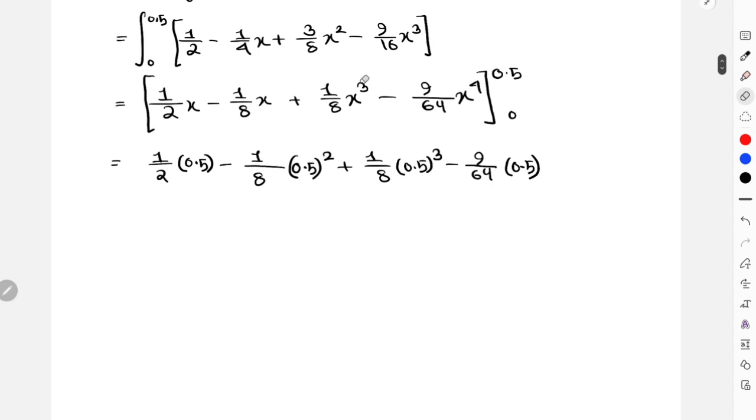Wait, made a mistake. This is x. Oh no, that is correct. After integration, right? Yeah, okay, sorry. x square, x power 3, x power 4, right? This is power 4. Right?